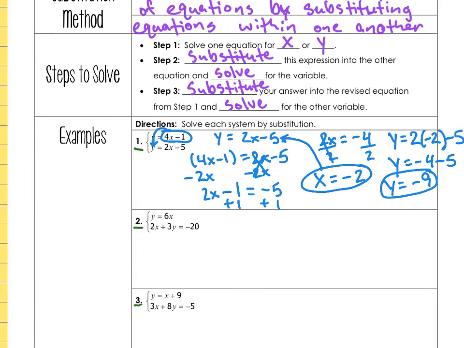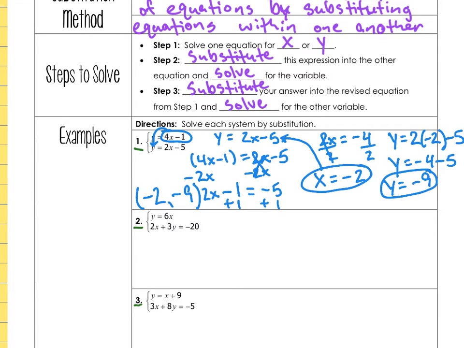Don't forget from our previous learnings that the solution to a system of equations is not one thing or another, but in this case, it's going to be an ordered pair. Don't forget that. It needs to be an ordered pair. If it's not no solution or infinite solutions, it has to be an ordered pair. So x comma y means that our solution is negative 2 comma negative 9.